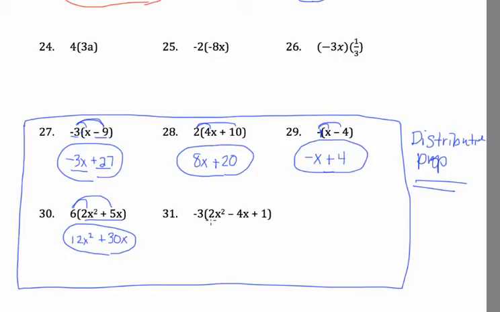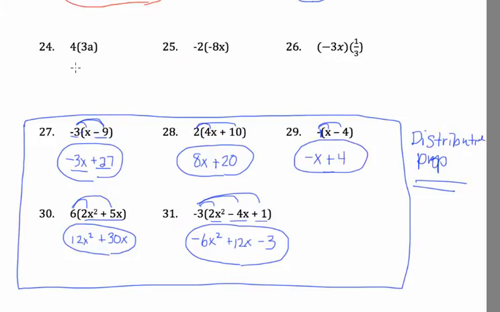Here I have an addition subtraction problem in the parentheses, and there are 3 terms in the parentheses. So I'm going to take this negative 3 and distribute it times all 3 things. Negative 3 times 2x squared is negative 6x squared. Negative 3 times negative 4x. Remember, a negative times a negative is a positive, so that'll be positive 12x. And then negative 3 times positive 1 is negative 3. Notice the parentheses are gone. Once I do the distributive property, the parentheses are gone. Again, I can't go any further. There are no like terms there, so that's my answer.